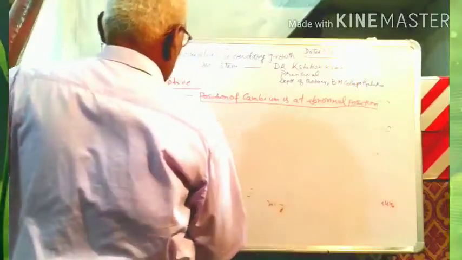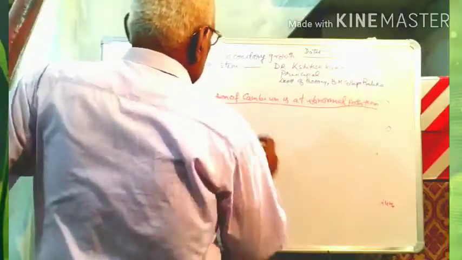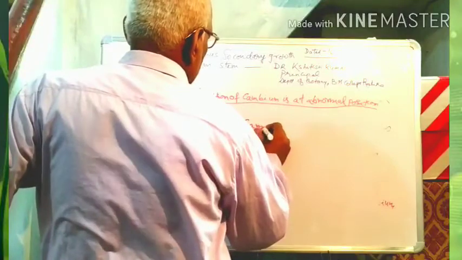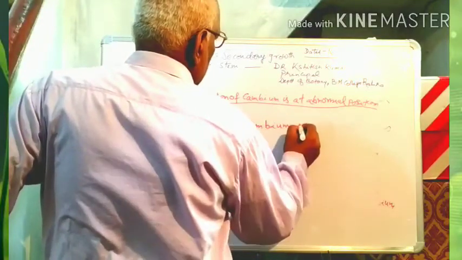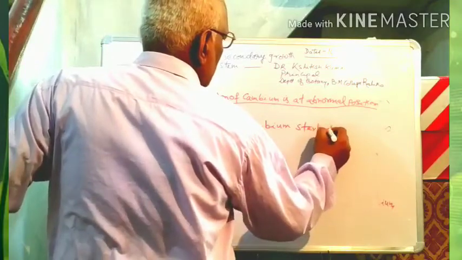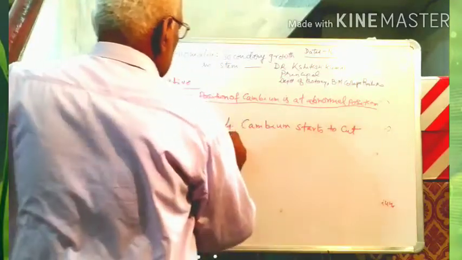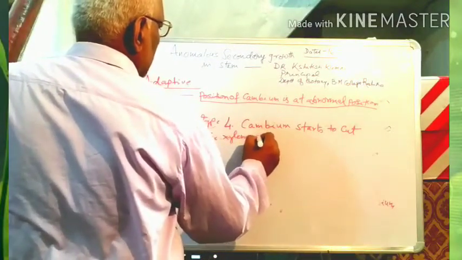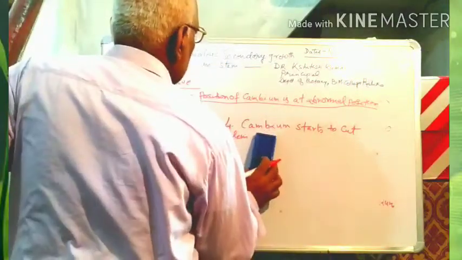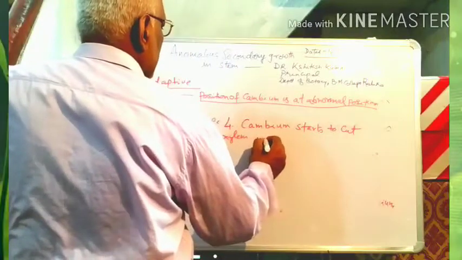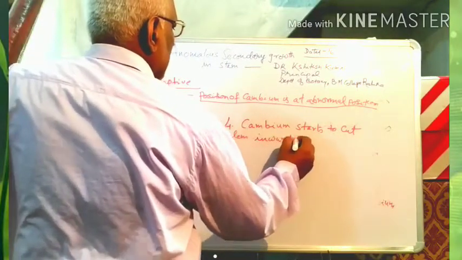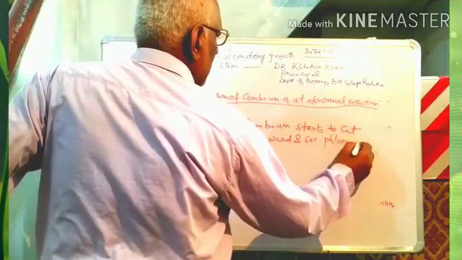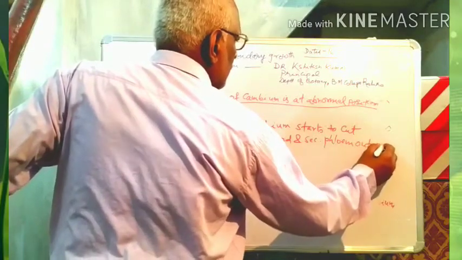Later on, what happens? In the fourth stage, the cambium starts to cut secondary xylem inward and secondary phloem outward.